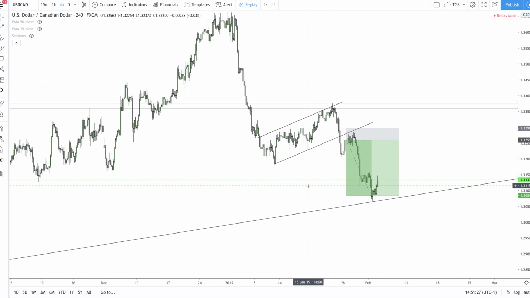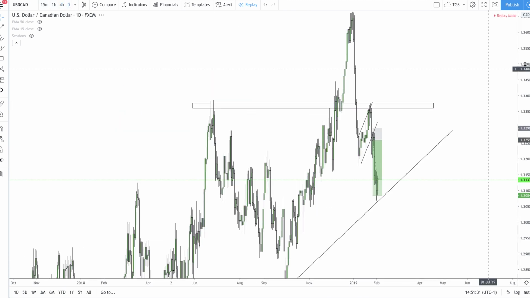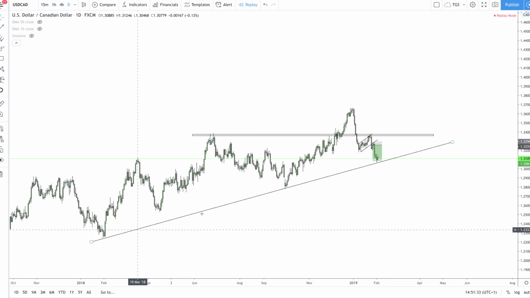So that's a first really, really nice simple example of us using a daily uptrend. So we zoomed right out to the bigger picture.